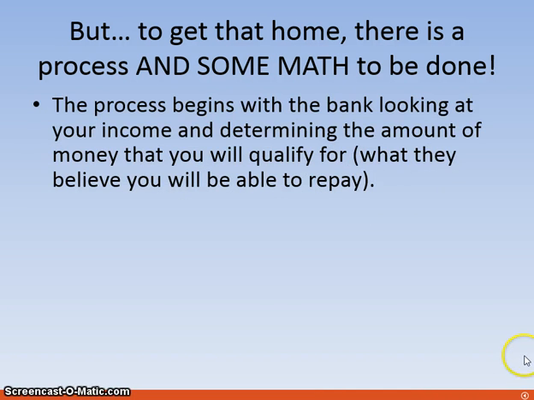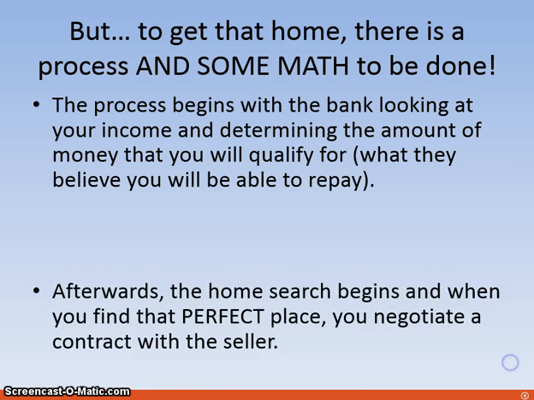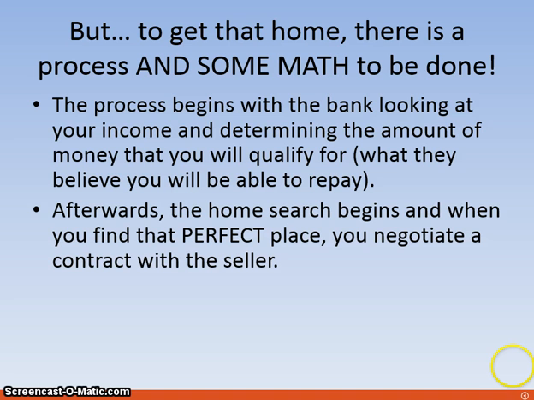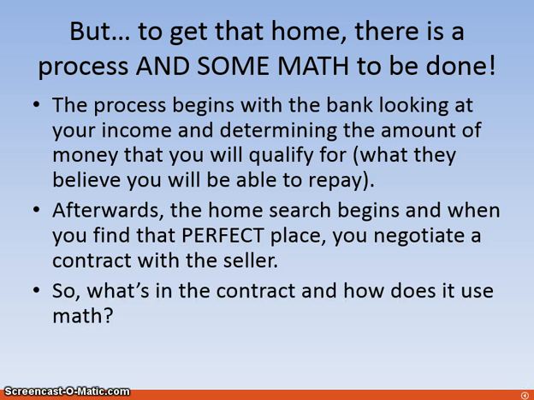The process begins with the bank looking at your income and determining the amount of money that you will qualify for. This is an estimate of the amount that they believe you will be able to repay based on your income. Afterwards, the home search can begin, and when you find that perfect place, you negotiate a contract with the seller. So what's in the contract, and how does it use math?